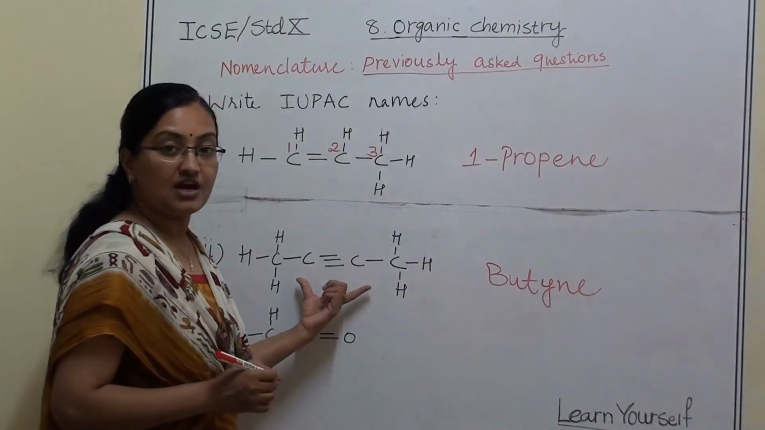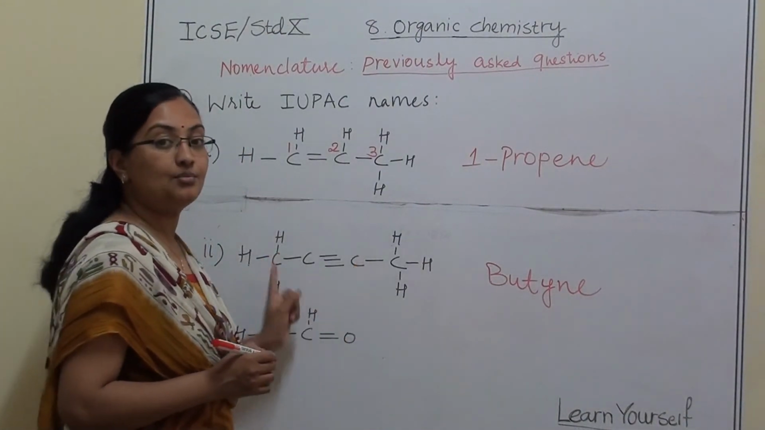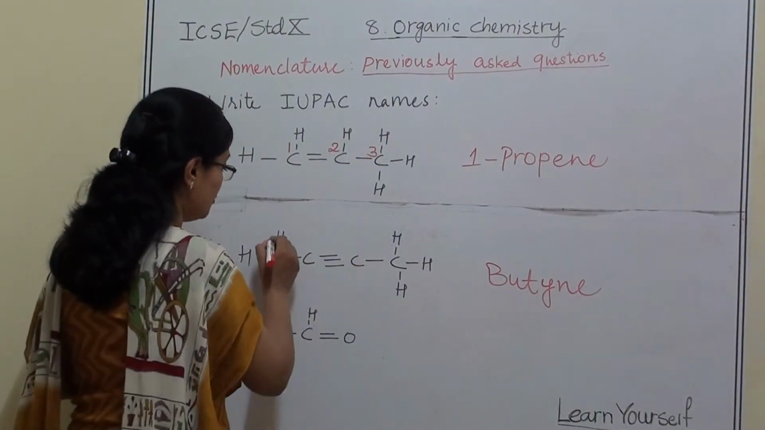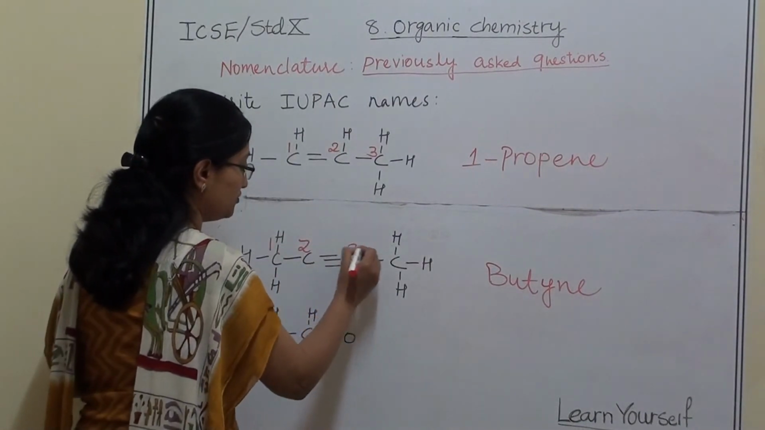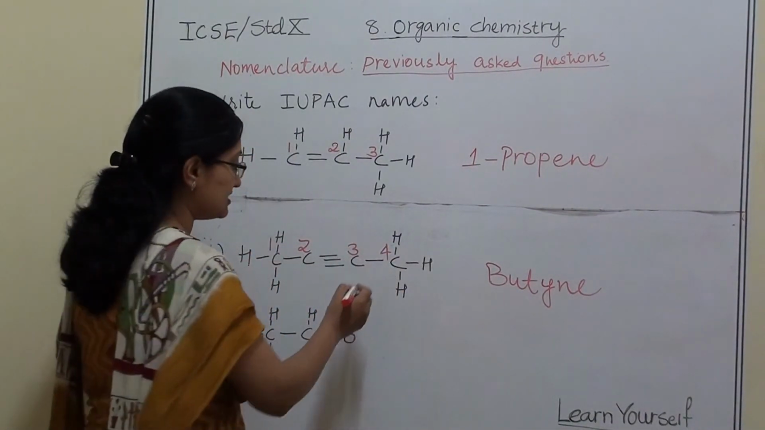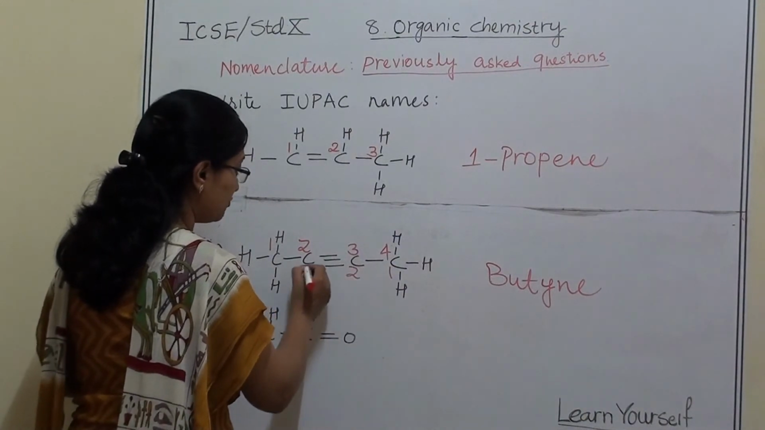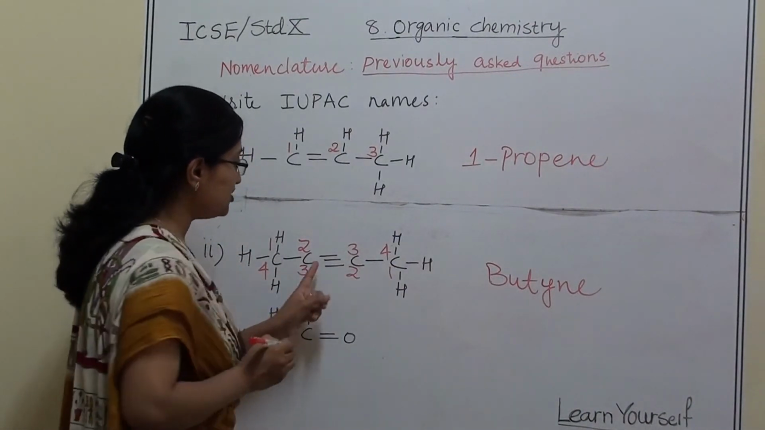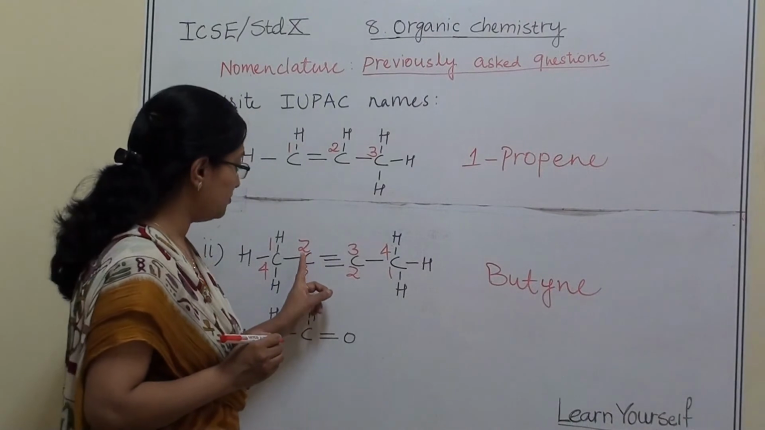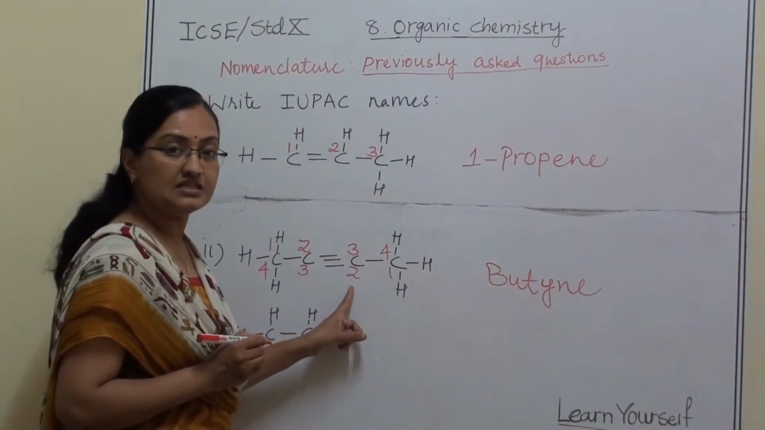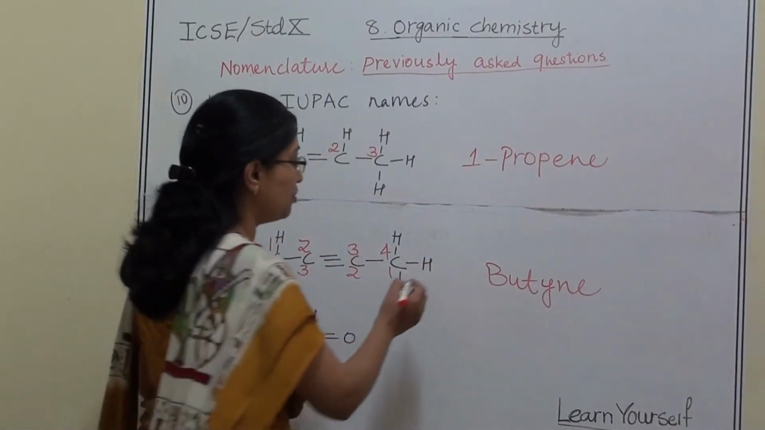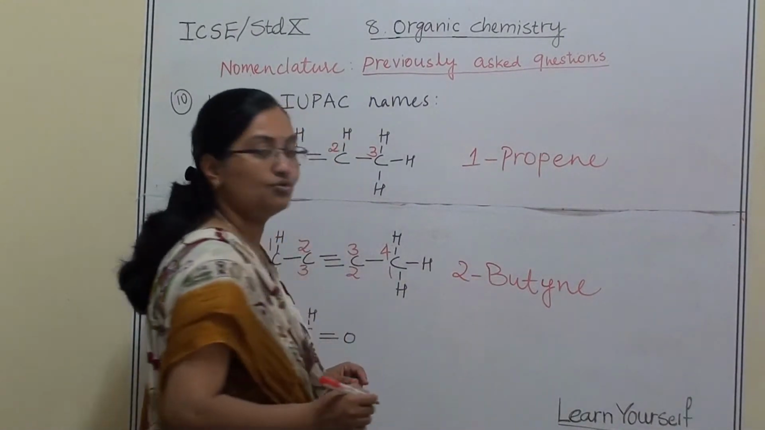And again we are going to find out where that triple bond is. So we number it 1, 2, 3, 4 and from the reverse side, and we see which number is the smallest one. On both sides we get 2 as the number for that bond. So it is 2-butyne.